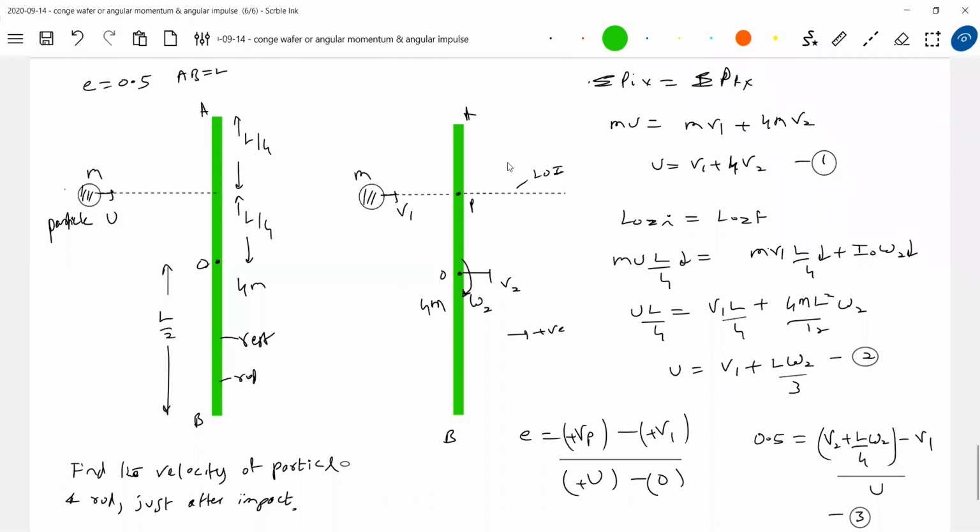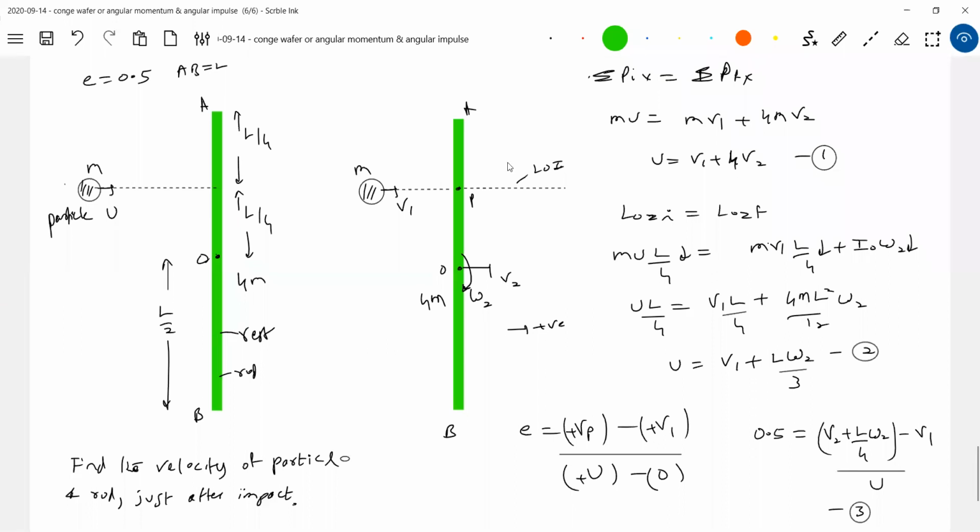And conservation of angular momentum. What about an axis passing through O perpendicular to the plane? So initial angular momentum, mu L by 4. Try to see, can you remember last week we stressed a lot how to find out angular momentum of a particle. This idea, L by 4, this is mu L by 4. Then finally, mv1 L by 4 plus m L square by 12 into omega 2. Mass of the rod is how much? 4m. That we are substituting it here. Anybody please solve it. The end answers will conclude.